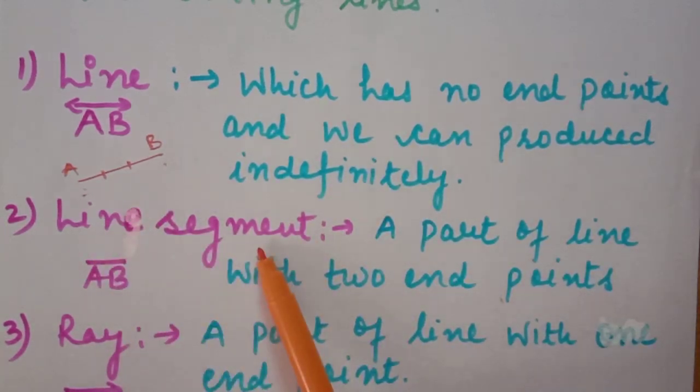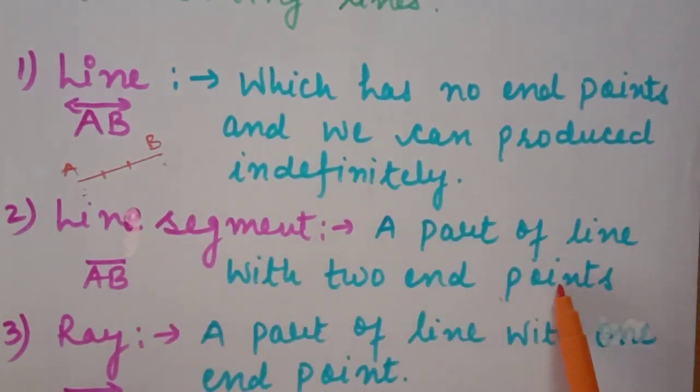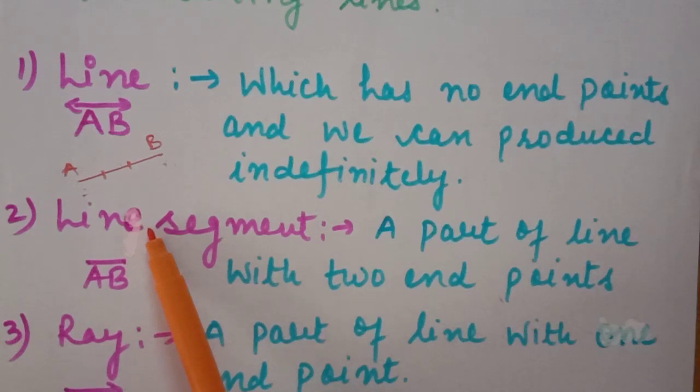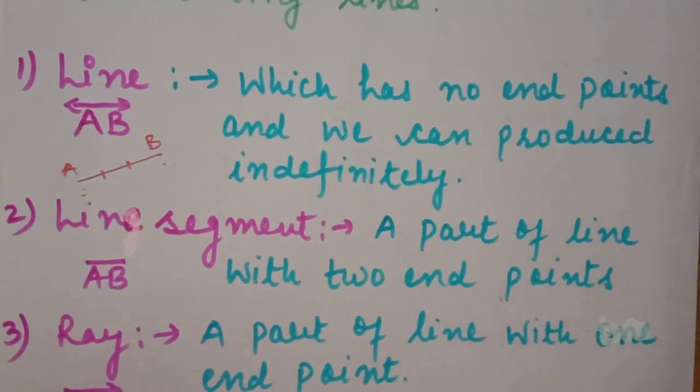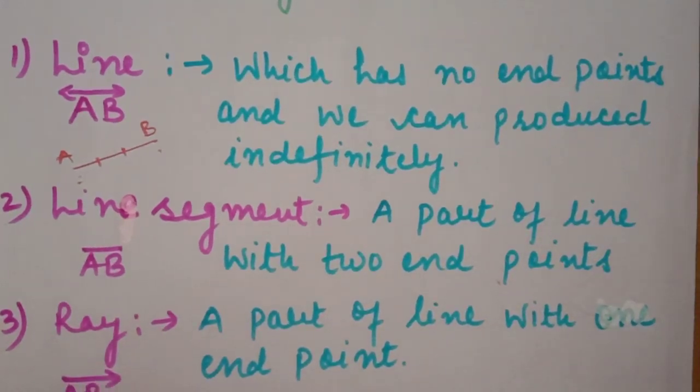What is a line segment? A part of a line which has two end points, we call it a line segment. Ray. What is a ray? A part of a line which has only one end point, we call it a ray.